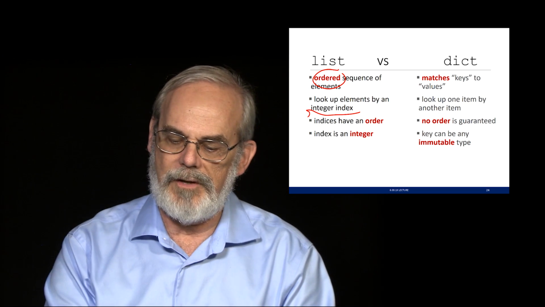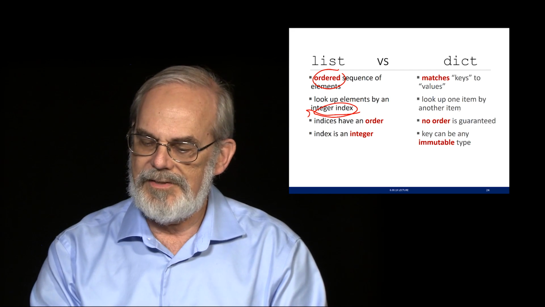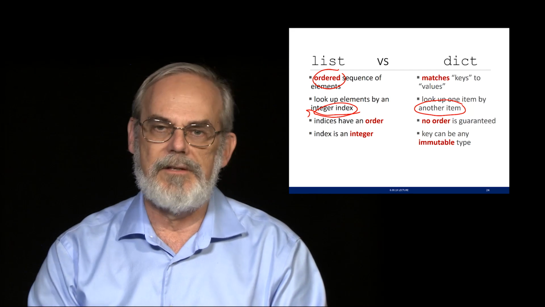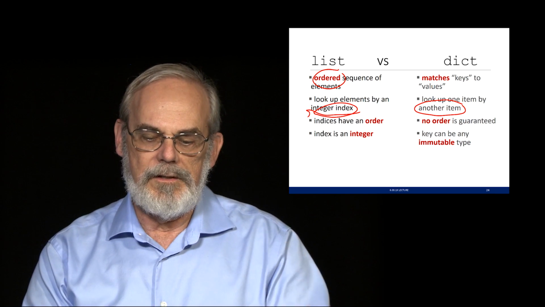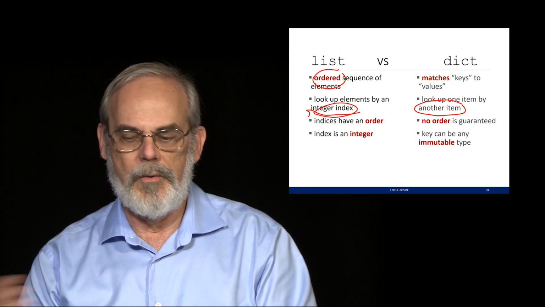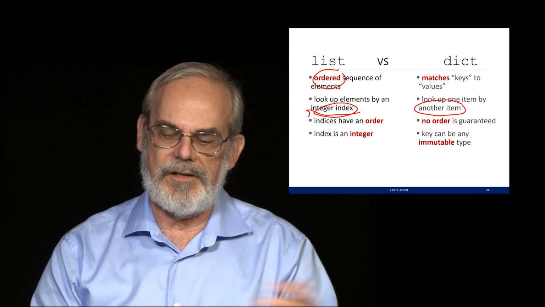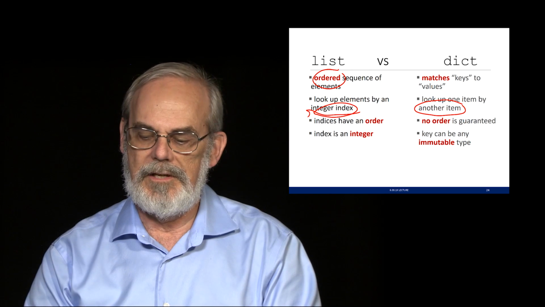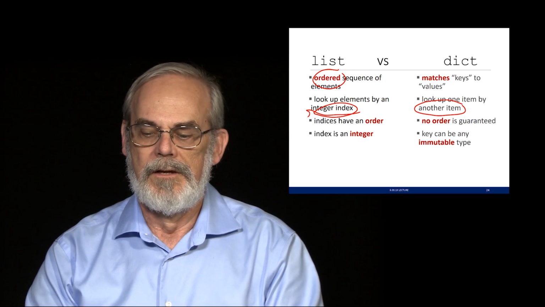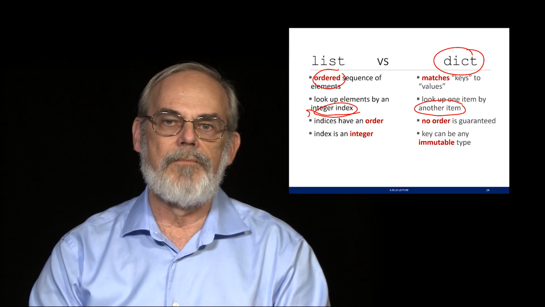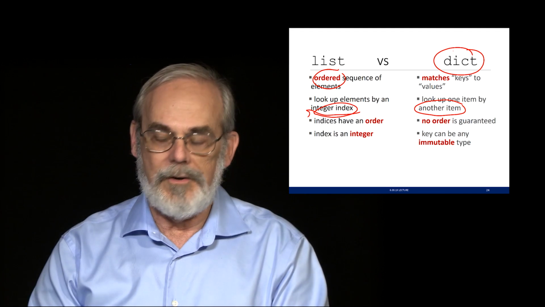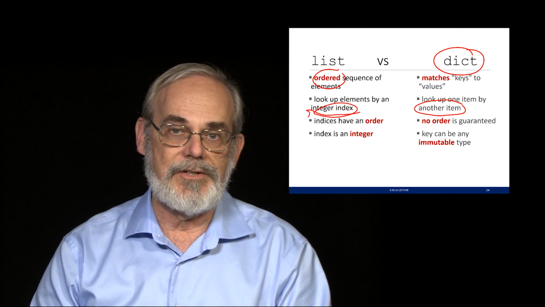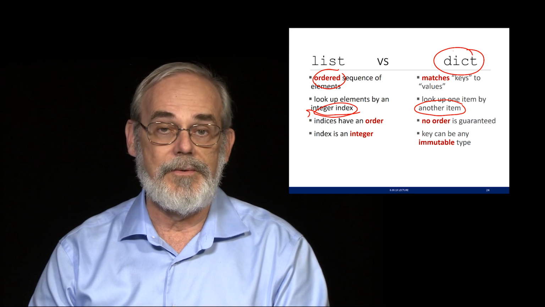So in this case, I look up elements by an integer index. In this case, I look up elements by whatever the key is, which could itself be some arbitrary expression. Indices in lists have an order, no order with dictionaries. And the index has to be an integer with the list. The key can be any immutable type. So you can see that dictionaries have a lot more capability in terms of what we can store inside of them. And we're going to look at an example to see how you can use dictionaries and iterate over dictionaries to do interesting things.